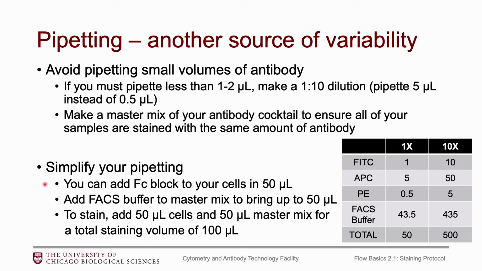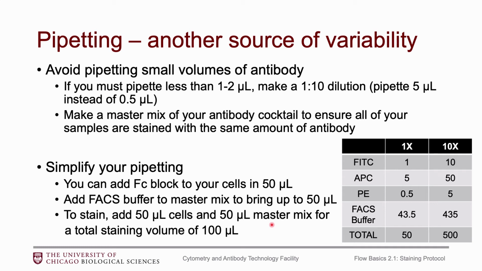So to actually do the pipetting, what I like to do is resuspend my million cells in 50 microliters of FACS buffer, add my Fc block to that 50 microliters, incubate that for 10 minutes, and then add 50 microliters of master mix to my 50 microliters of cells, and that brings up my total staining volume to 100 microliters. So I essentially do my Fc block in half the volume, and then my master mix is essentially a 2x concentration.